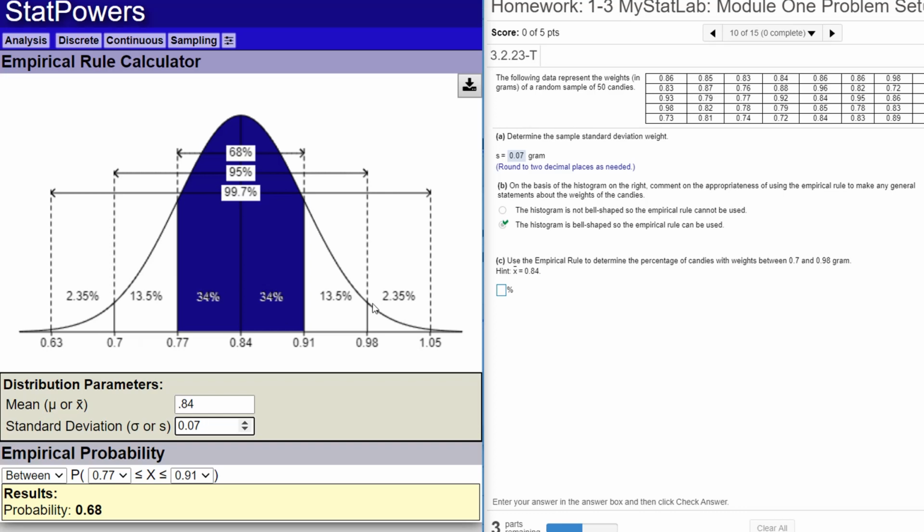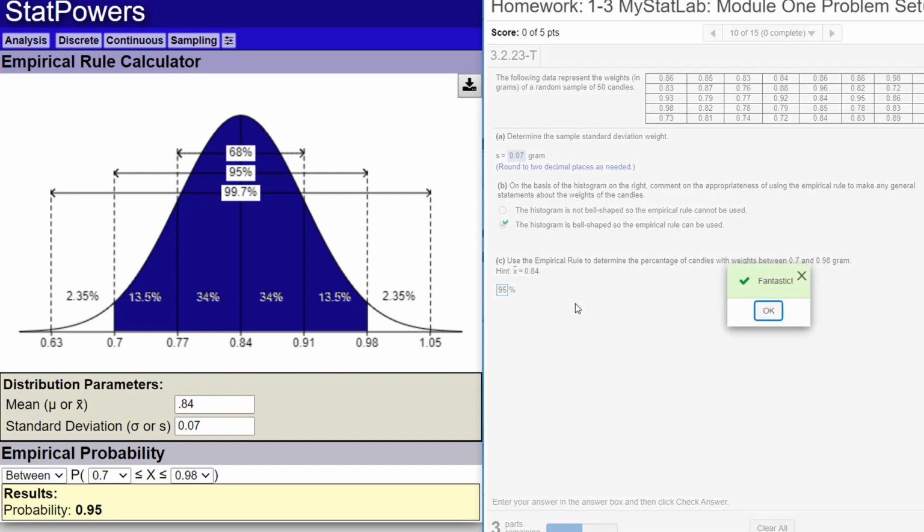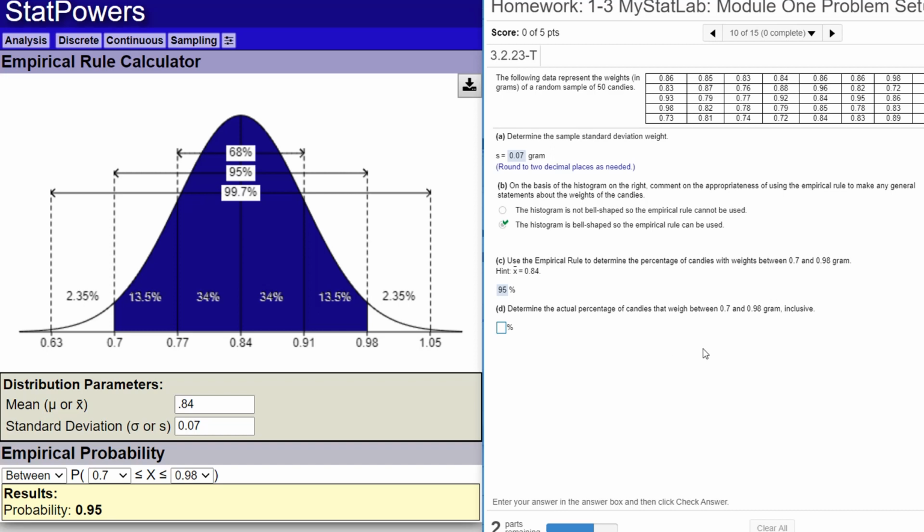So the empirical rule calculator uses the 68, 95, 99.7 rule in order to estimate. For the probability between, you can only pick these seven standard deviation values. And so I'm going to pick 0.7 and I'm going to pick 0.98, which happens to be the middle 95%. That might not have been obvious at first, but this is 95% according to the empirical rule.